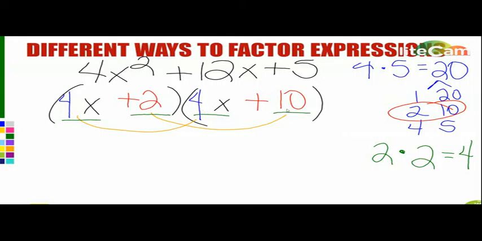Can I take a 2 out of 4 and a 2 out of 10? Yes, that will divide out evenly. Now, if I divided a 2 out from here, and a 2 from this side, then 2 times 2 would give me a total of 4. Okay, let's see what it looks like.